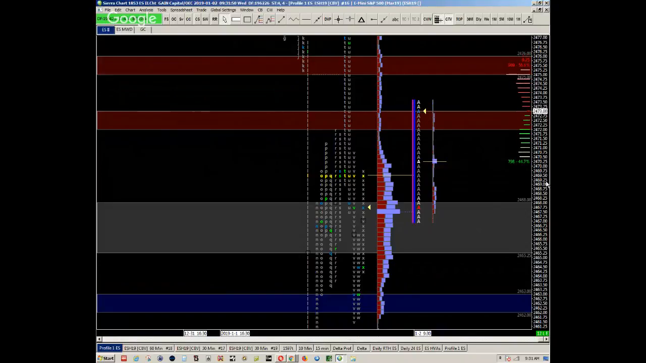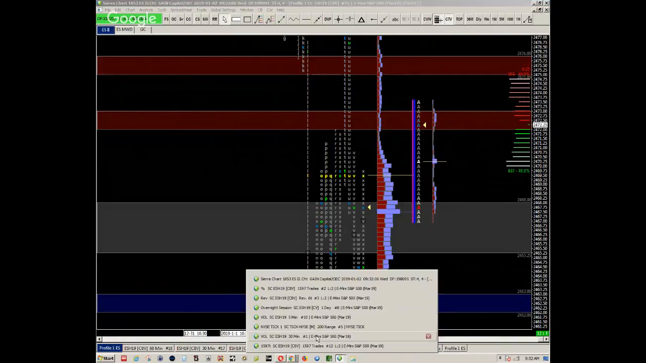Okay, so they washed out some possible stops here. You might not have been stopped out yet. I'm going to try to, I've got to pull up my tick. I haven't looked at that yet.